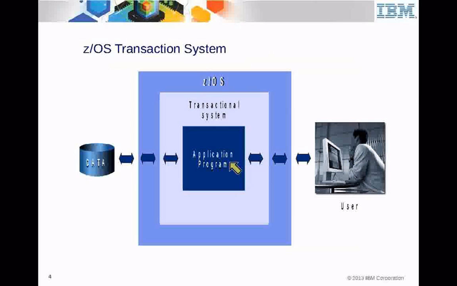So to be real simple about a transaction environment, you've got an operating system, and within the operating system you can have a transactional system. Then the transactional system can run application programs. So the end user is communicating through the operating system to get to the transactional system to talk to the application. Then the application uses the transactional system to communicate through the operating system services to get to a data source. That's what this is representing at a very high level.